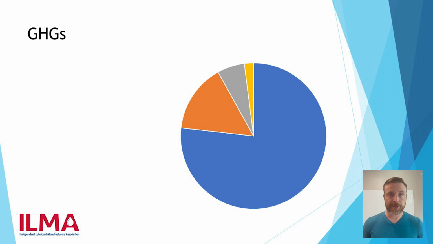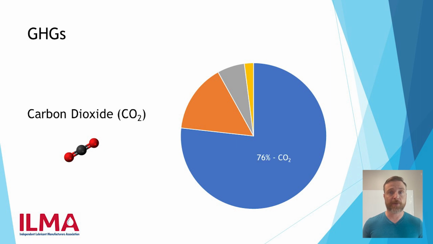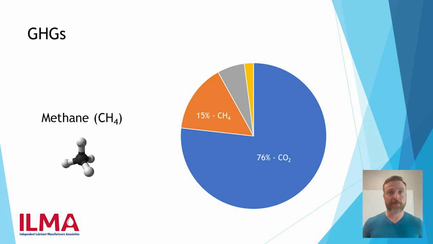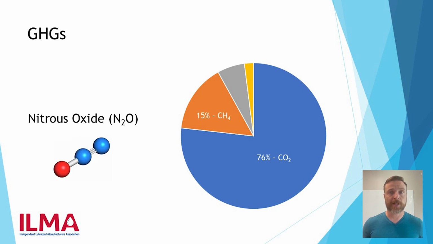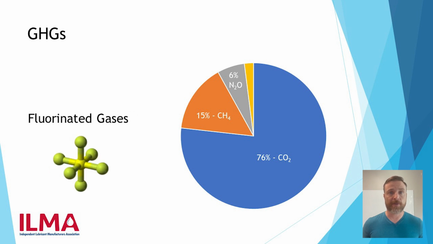When you think of GHGs, the first molecule that usually comes to mind is carbon dioxide. This is because the molecule accounts for 76% of global GHG emissions. However, there are other emissions that include methane, which accounts for 15%, nitrous oxide, which accounts for roughly 6% of emissions, and fluorinated gases such as sulfur hexafluoride, perfluorocarbons, and hydrofluorocarbons, which account for 2% combined.